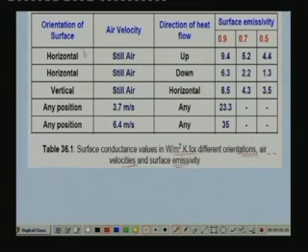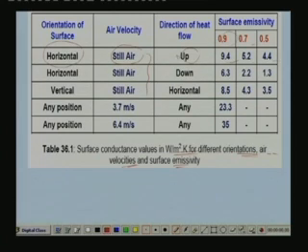For example, take this. The orientation of the surface is horizontal, and the air velocity is still air. That means you can apply this still air condition to the conditioned space inside the building. If the direction of the heat flow is upwards, and the surface emissivity is 0.9, then the heat transfer coefficient is 9.4 watt per meter square Kelvin. If the surface emissivity is 0.7, then the heat transfer coefficient is 5.2 watt per meter square Kelvin, and if the emissivity is 0.5, this is the heat transfer coefficient.